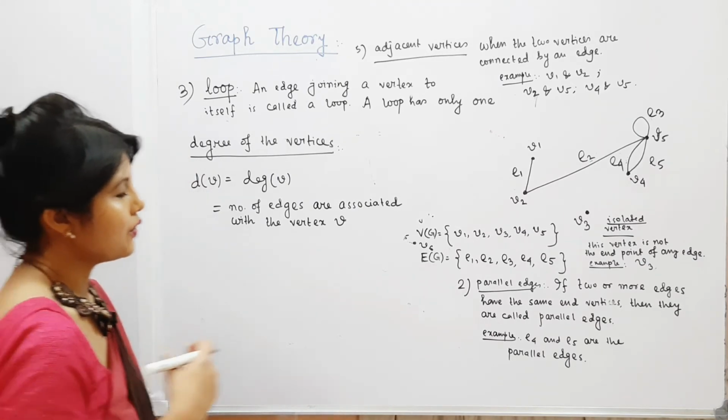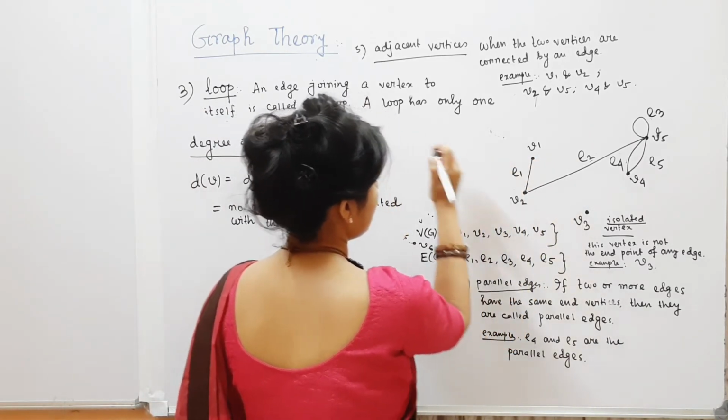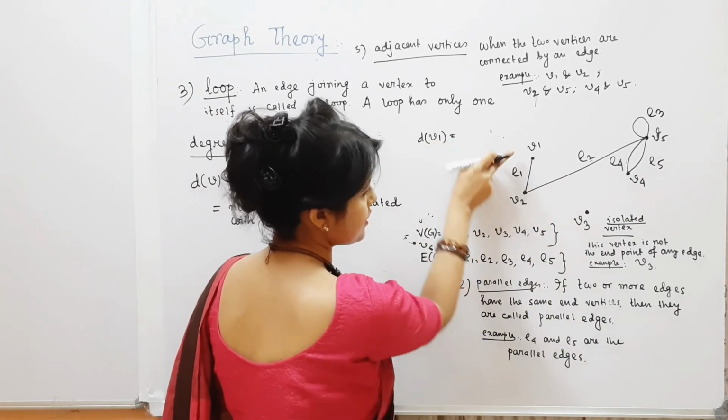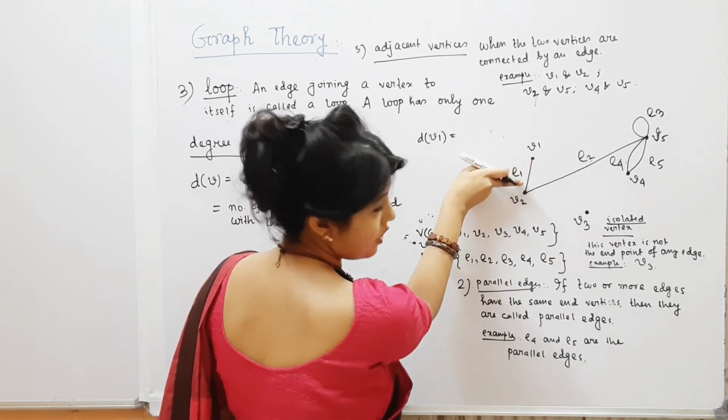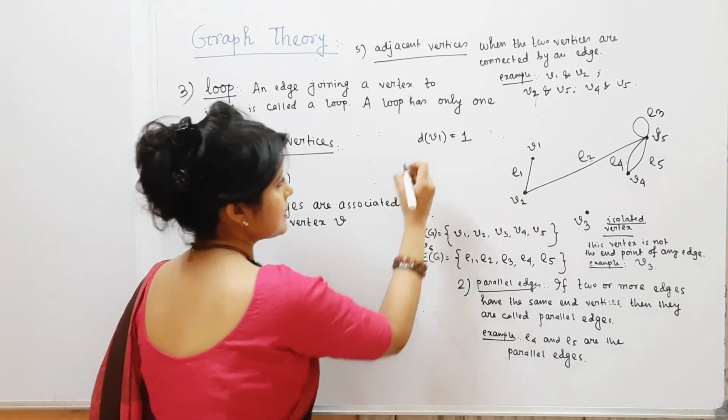So if you consider suppose V1, what is the degree of V1? Because only one edge is associated with V1, there is only one edge, therefore the degree of V1 is 1. What is the degree of V2?